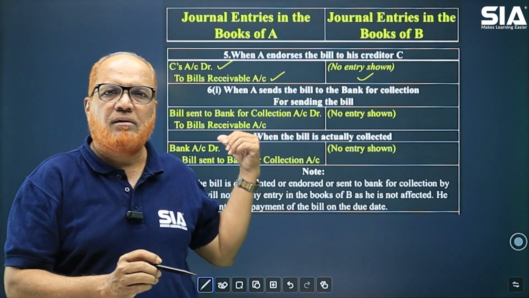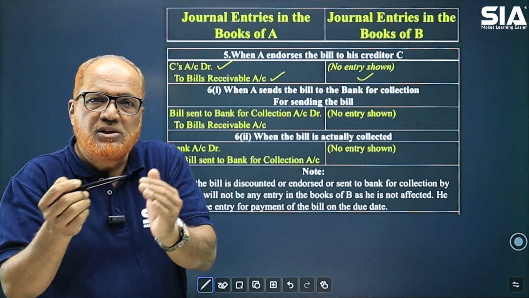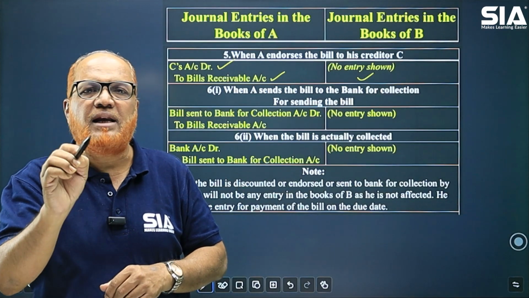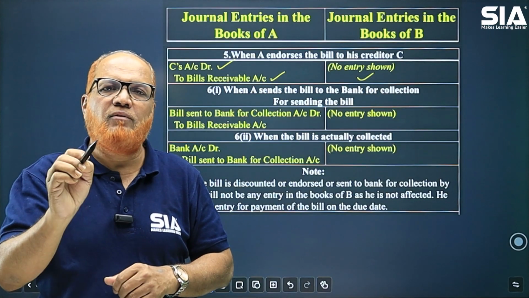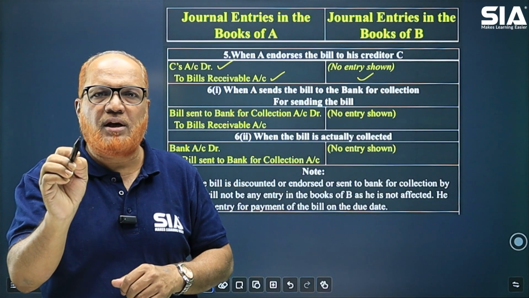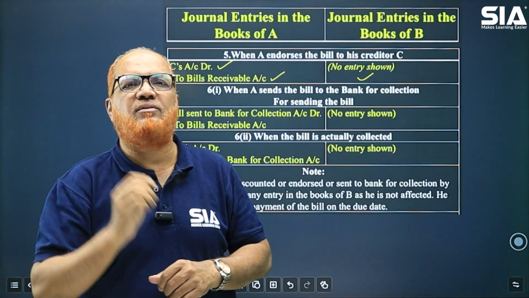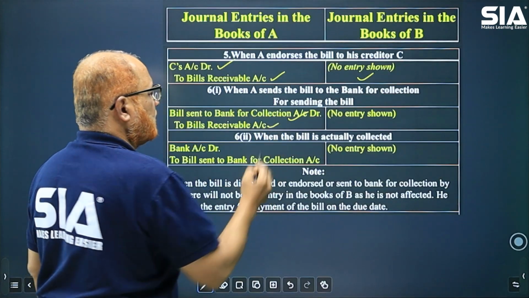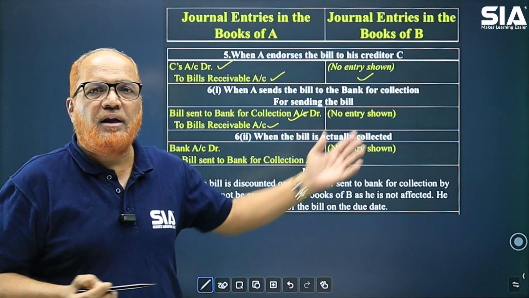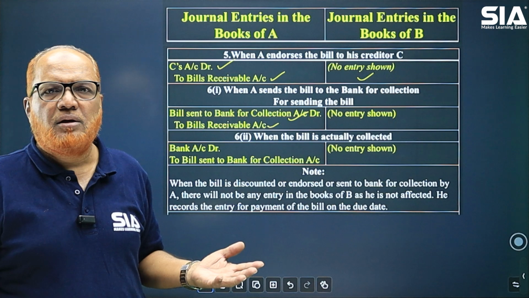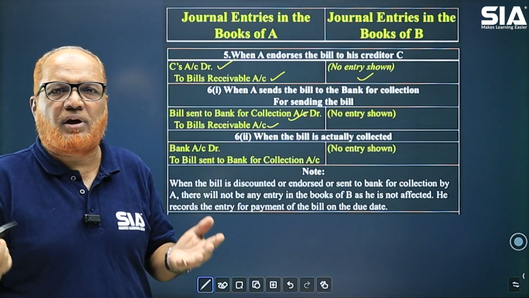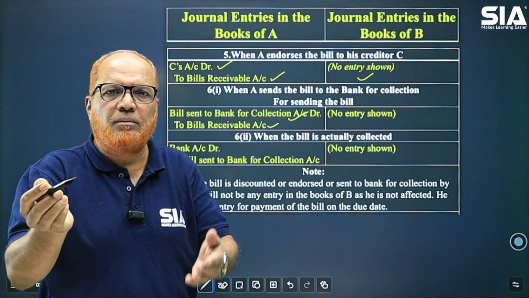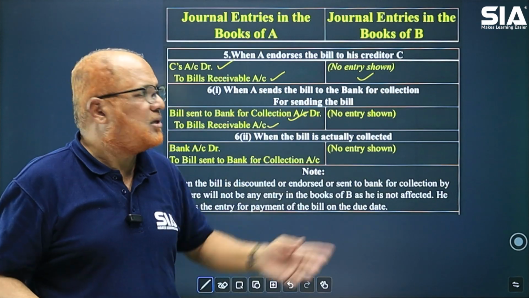So in the books of A, the bill is going out. So bills receivable account is credited and debit will be given to a new account, bill sent for collection. So the entry will be bill sent for collection account debtor to bills receivable. Again, no entry in the books of B. He is not concerned whether you endorse, whether you send to the bank for collection, whether you discount or keep it yourself. What B says is, on the due date, give me the bill, I will pay you the amount. That's it. So no entry.